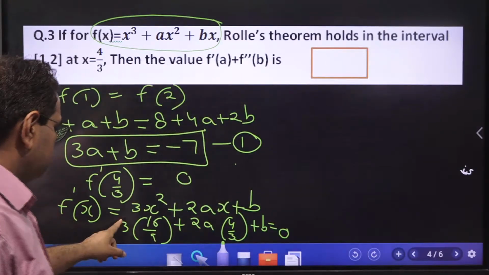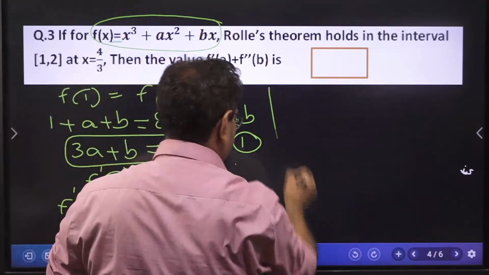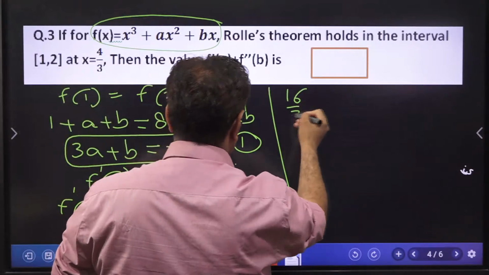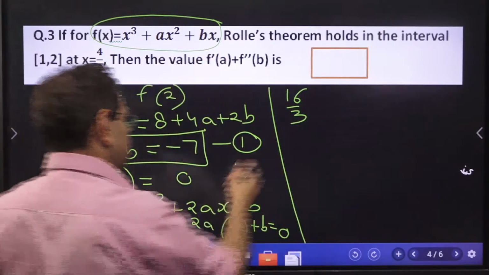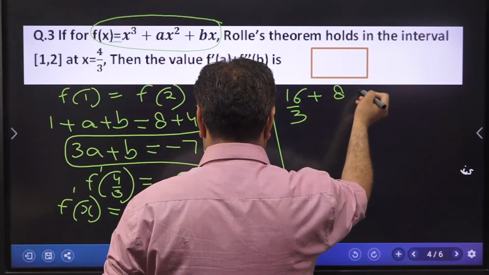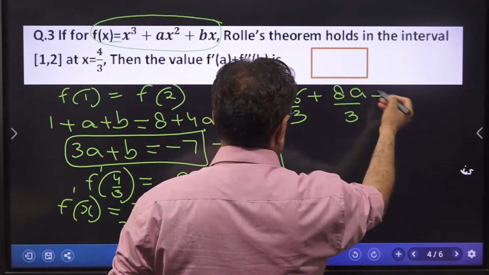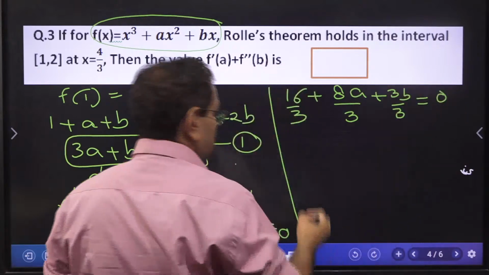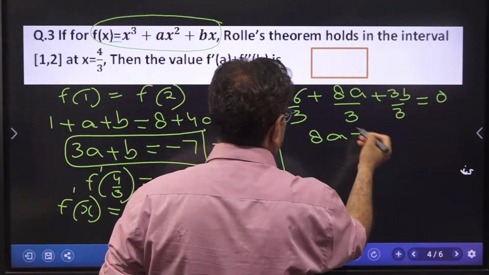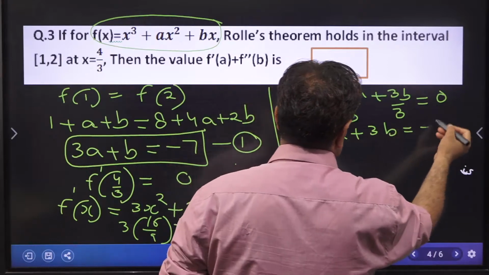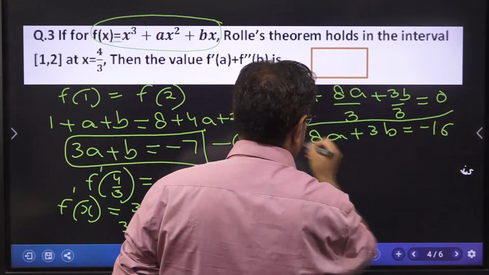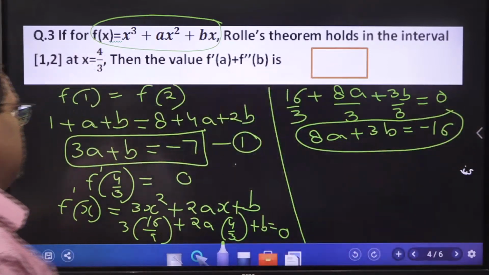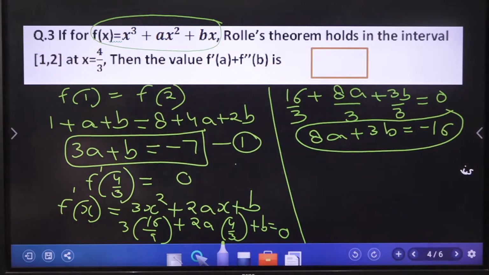Okay. So this is 3 times 16 by 9, 16 by 3. We get here 16 by 3 plus 8a upon 3 plus 3b upon 3 equal to 0. Okay. So 8a plus 3b equal to minus 16. So this is the second equation between a and b. We have two equations in a and b, and we have to solve these two equations now.